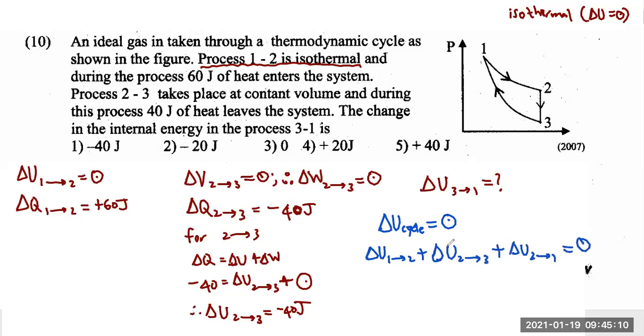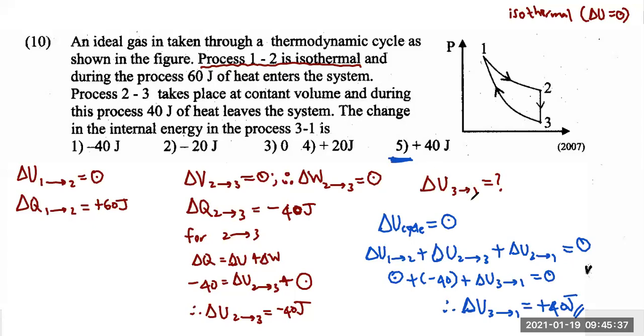It's 0. Now, we know delta U 1 to 2 is given as 0, plus delta U 2 to 3 is minus 40, and delta U 3 to 1 is what we are supposed to find out, and the other side is 0. So ultimately delta U 3 to 1 is going to be equal to plus 40 joules. Have they given minus 40? So you have to be careful. Answer should be plus 40. Hope you understood this.